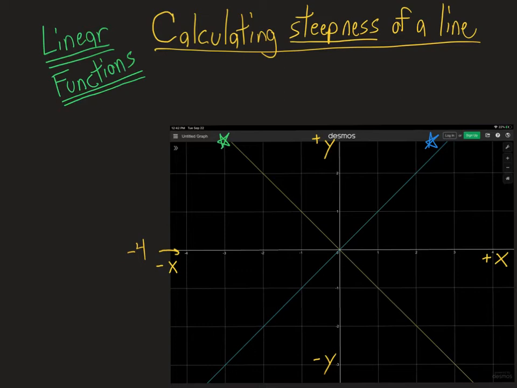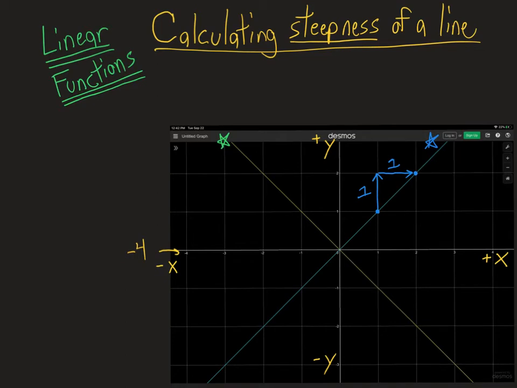I notice on this blue line, he crosses right there. And then the next place he crosses is right there. So if I were to want to talk about his steepness, I could say, oh, well, he goes up 1 unit, and then he goes over 1 unit. I notice that.